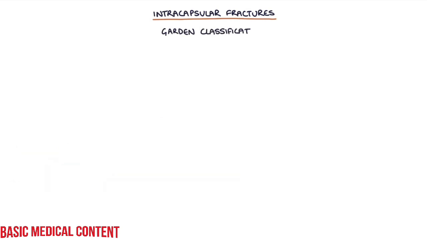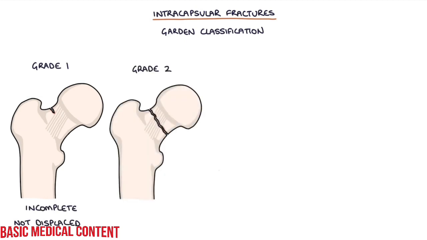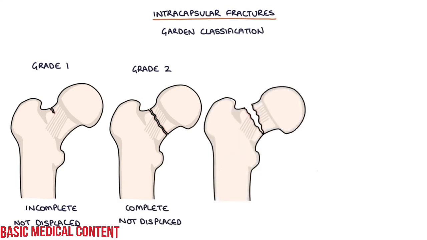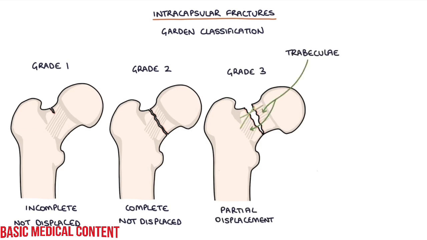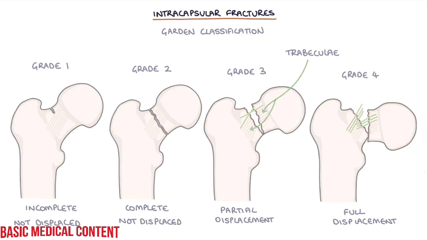The Garden classification can be used for intracapsular neck of femur fractures. Grade 1 is where the fracture is incomplete and not displaced. Grade 2 is where there's a complete fracture and it's not displaced. Grade 3 is where there's partial displacement and the trabeculae, which form the pattern of the bone, are at an angle across the fracture site. And grade 4, where there's full displacement and the trabeculae are parallel.